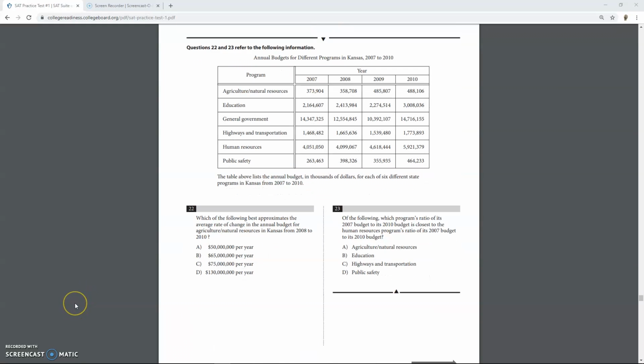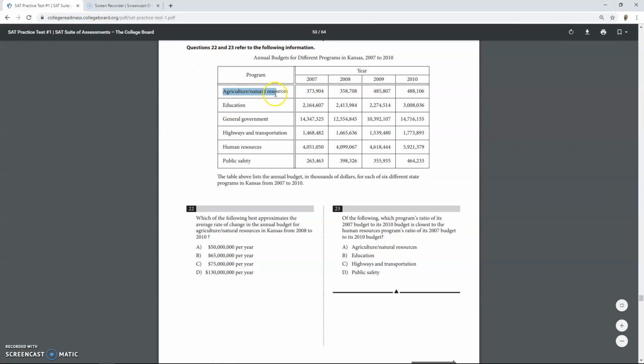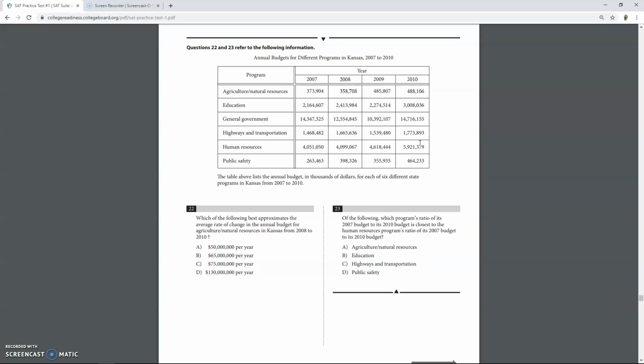For question 22, we want to know what is the average rate of change in the annual budget for agriculture from 2008 to 2010. That will be agriculture 2008 to 2010, and it wants the average rate of change. So we have this and this. We have the difference between 488 and 358, which will be around 130,000, with the label of in thousands of dollars.